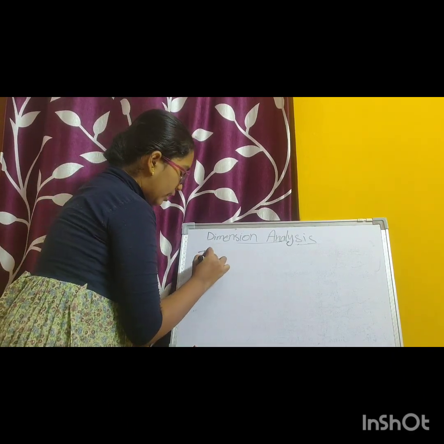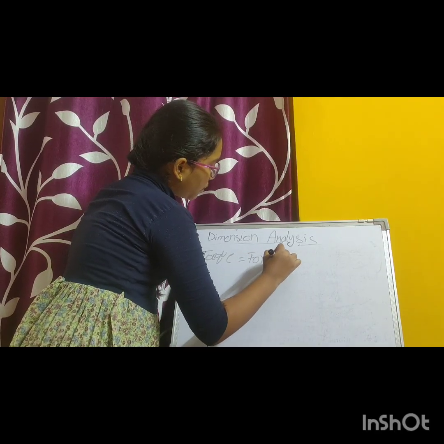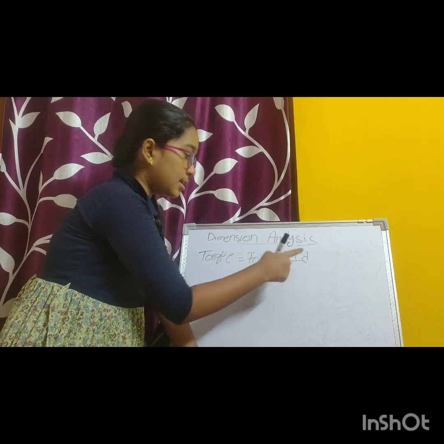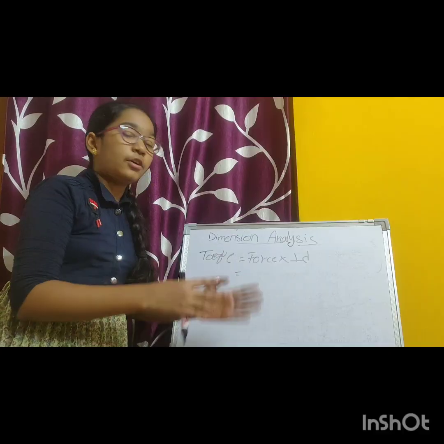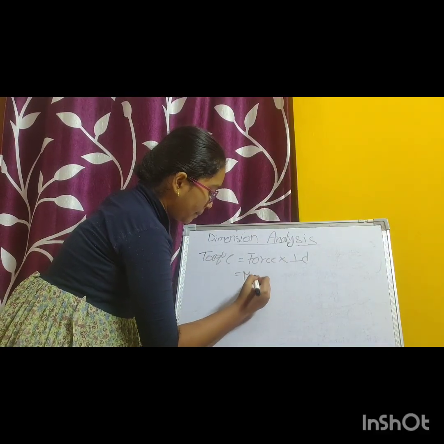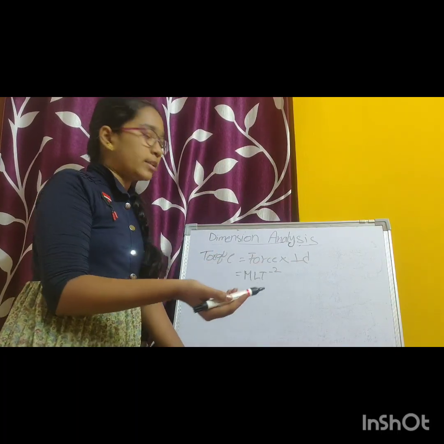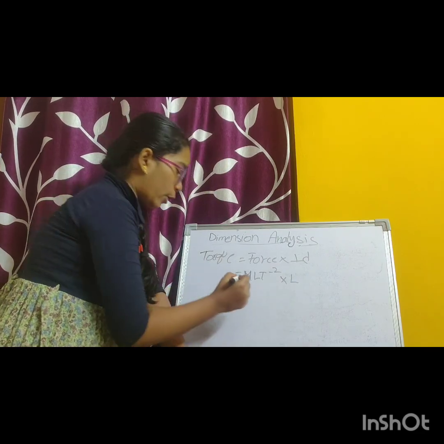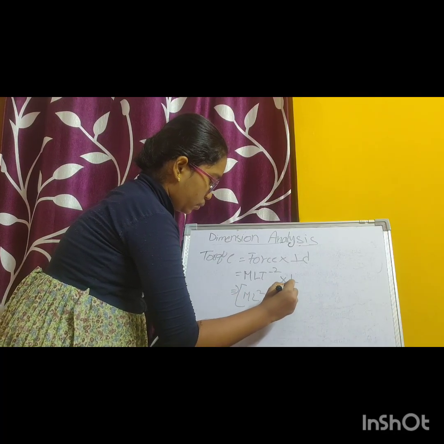Now torque. The formula of torque is force into perpendicular distance. I repeat, this symbol is perpendicular distance. I said already that the force dimensional formula is very important and we use it for many others. So force is M L T power minus 2. Distance, perpendicular distance or distance, both are represented by symbol L. So the dimensional formula of torque will be M L square T power minus 2.